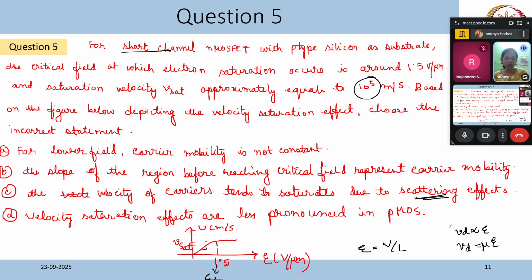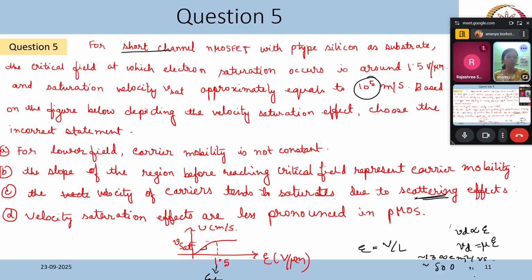Velocity saturation effects are less pronounced in PMOS. This statement is also true. Why is it true? The slope denotes the mobility, right? We know that the mobility for electrons is much higher compared to the mobility of holes. The typical value for silicon, mu n, is around 1300 centimeter square per volt second. For holes it is around 500, 480.